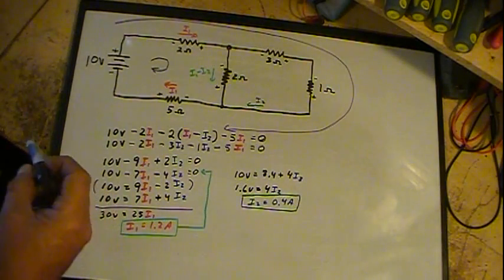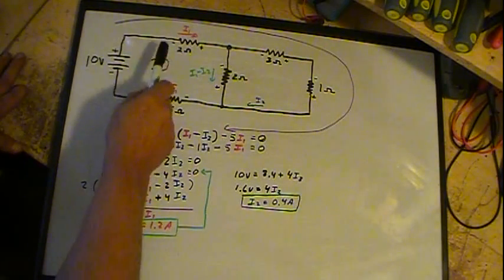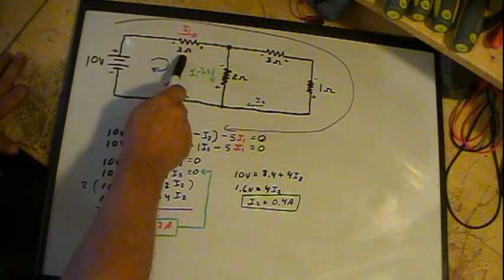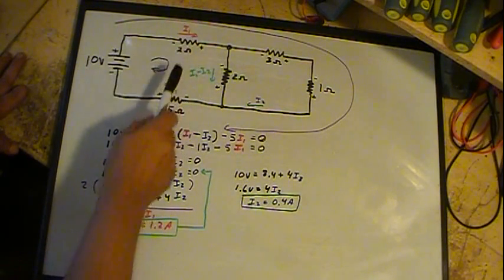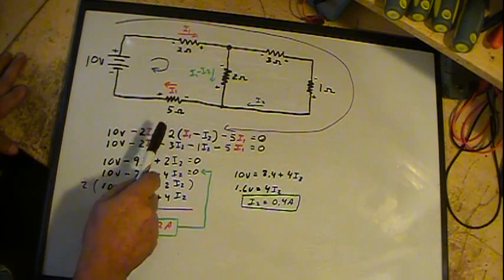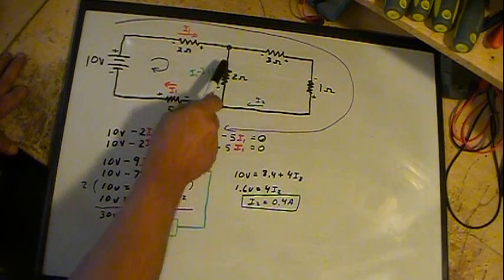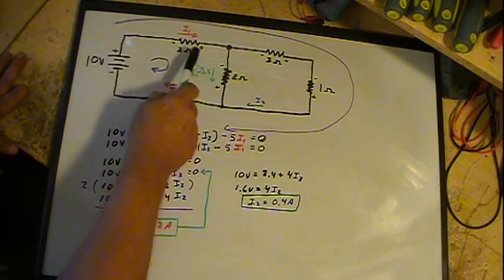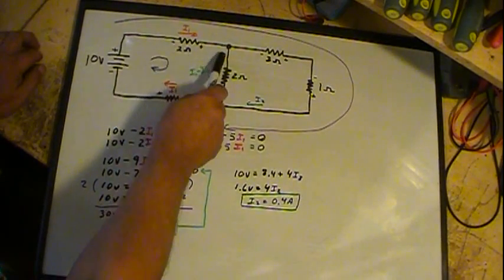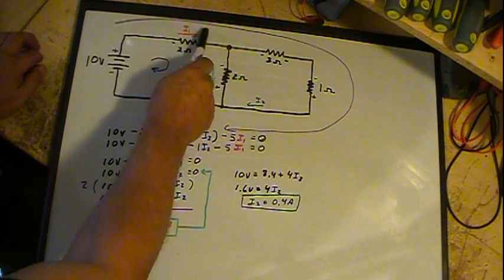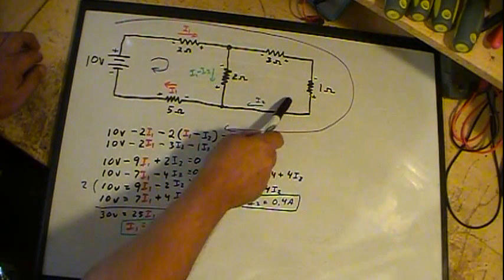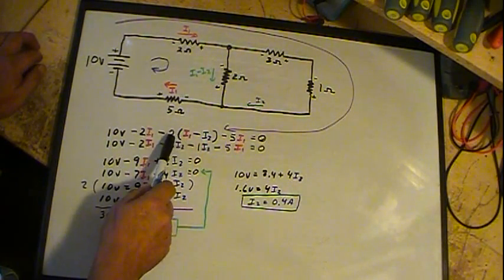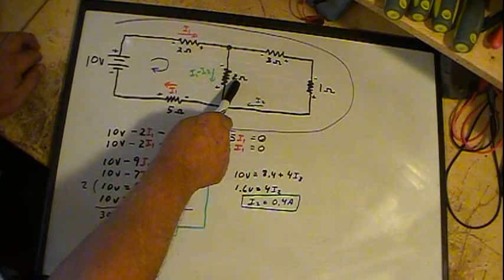So when we start writing these out and adding them up, we'll have positive 10 minus 2I1, since I don't know the current, I have to put the variable in. Minus, now here we've got I1 minus I2 is our current going through here. The current that's coming through here is going to be I1 subtract this I2 that's going through here. So I just write it out, I1 minus I2, across a 2 ohm resistor.